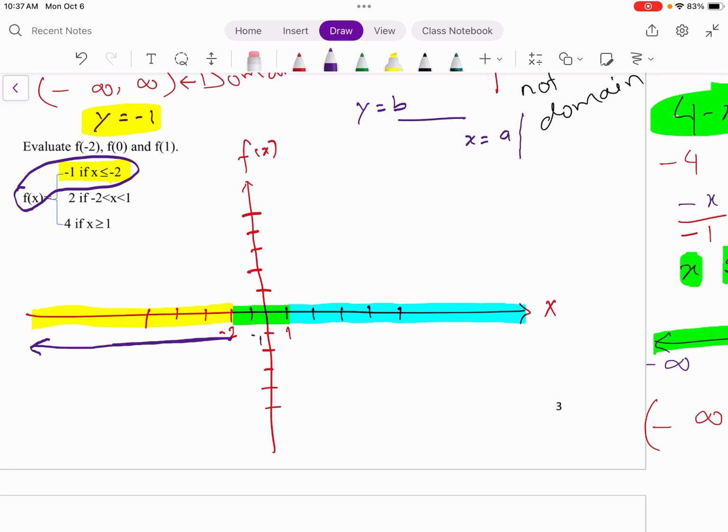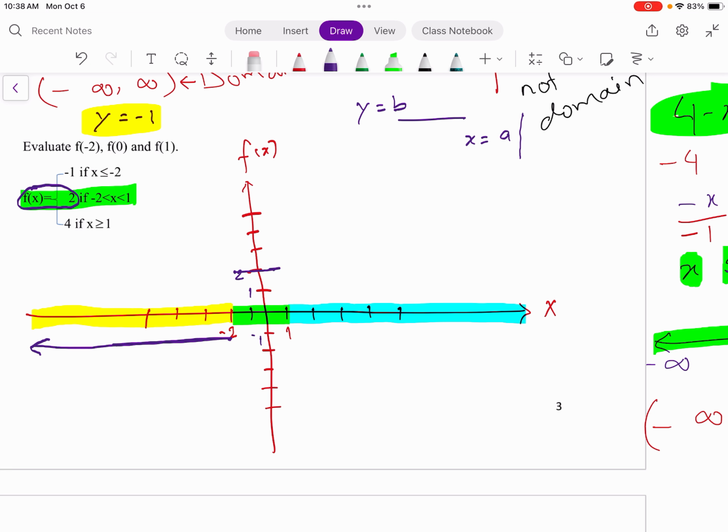Now let's take the next set of input. Let's take this part, the green part here, where f of x equals some number. It means this is also a horizontal line, and we draw a horizontal line at y equals 2 on the green region. So this is 1, this is 2. So we draw a horizontal line on the green region.